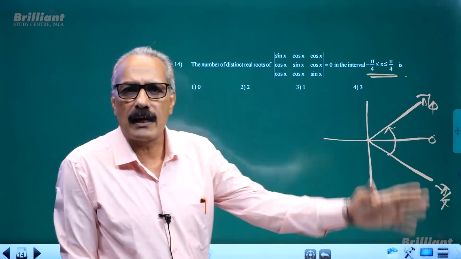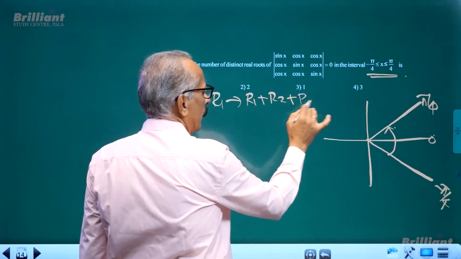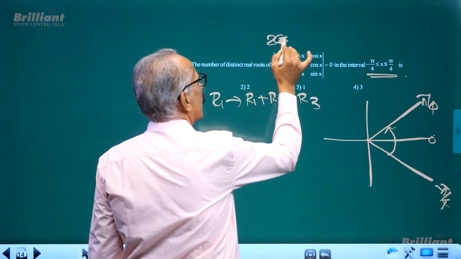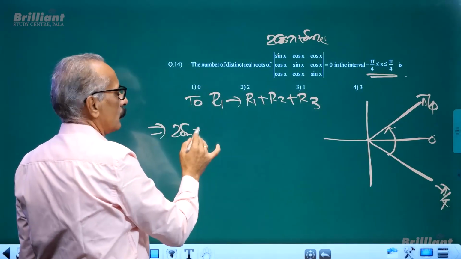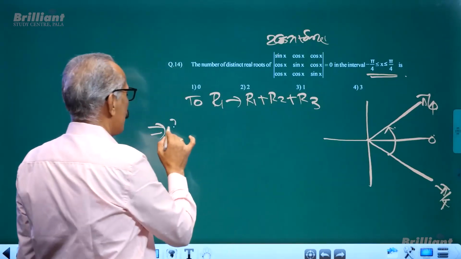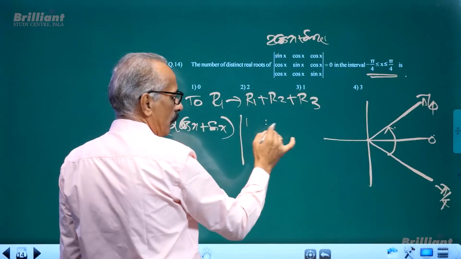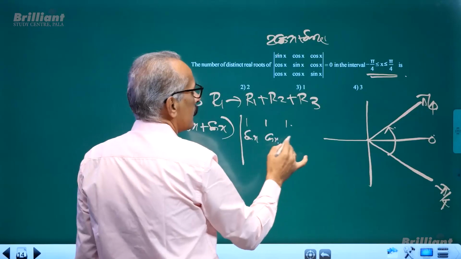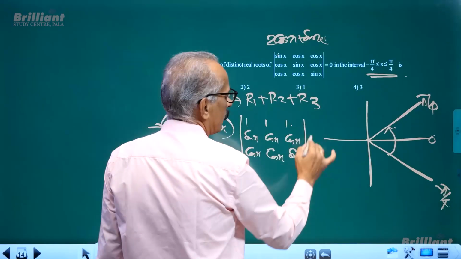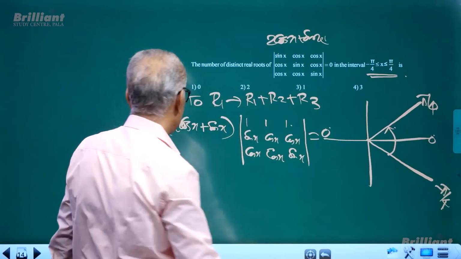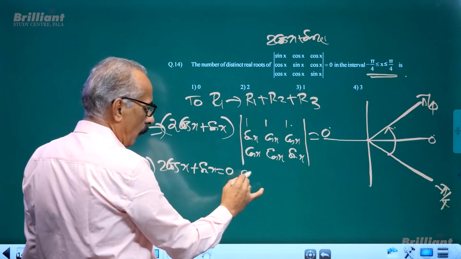To R1, apply R1 plus R2 plus R3. What will you get here? It is 2 cos x plus sin x, so that we can take out. We take it out. Then what will you get in the first row? 1, 1, 1, then cos x, sin x, cos x, and cos x, cos x, sin x. Look at the question, so take the paper and solve along with me. So this means 2 cos x plus sin x is equal to 0, or this we simplify.